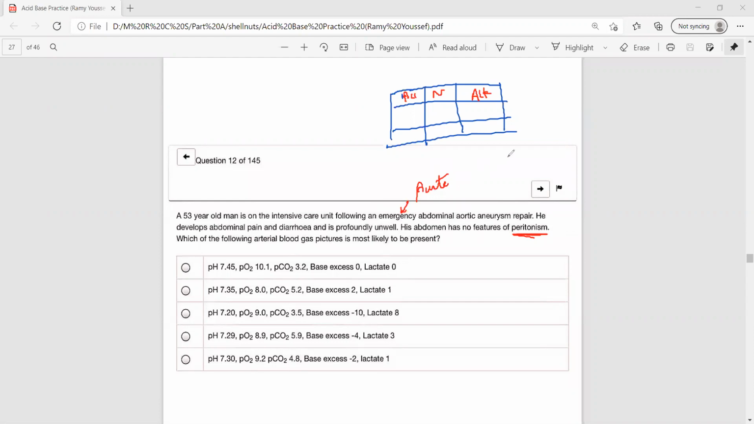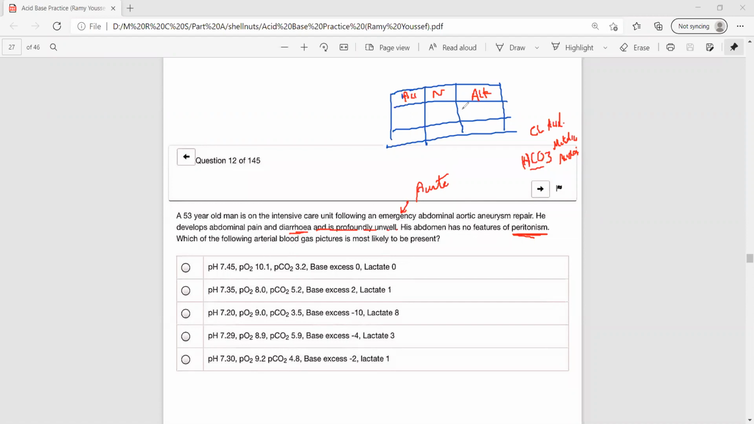What do you lose in diarrhea? Potassium. You lose HCO3. Put in your mind, in vomiting, you will lose chloride, you will lose acid, and you will have a metabolic alkalosis. In diarrhea, you will lose bicarb, and you will have metabolic acidosis.